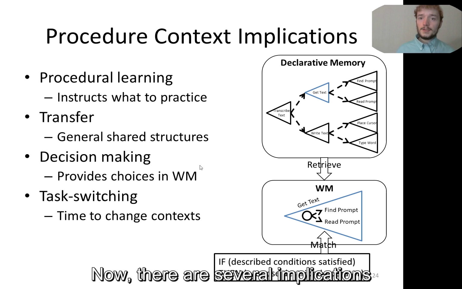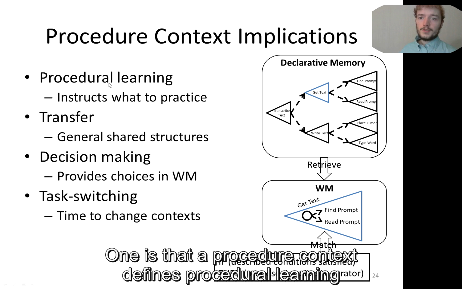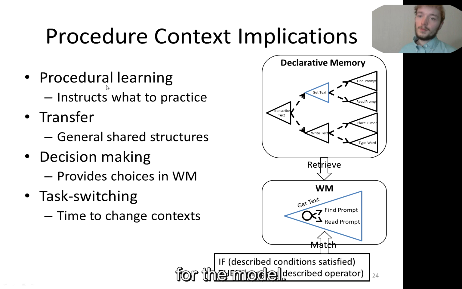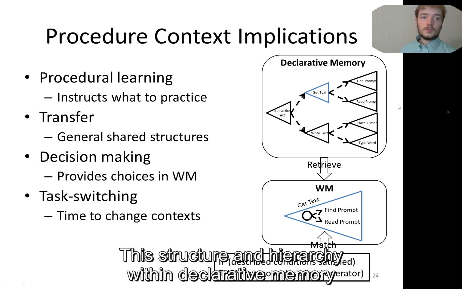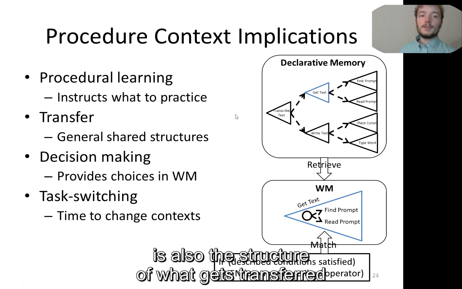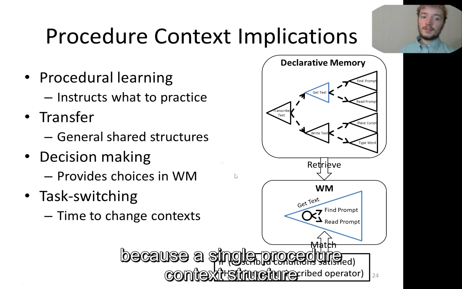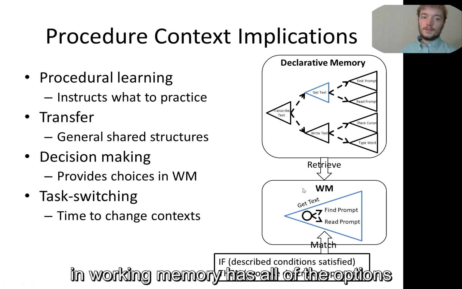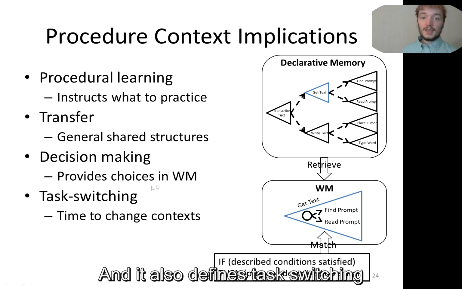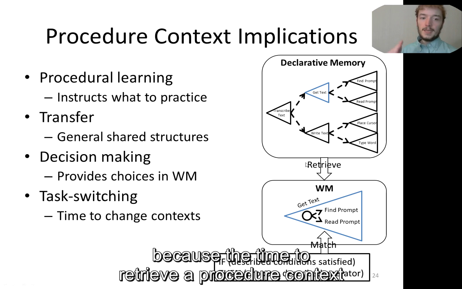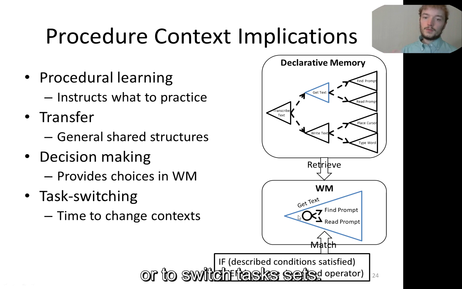Now, there are several implications of the procedure context design using Soar and the model that I've talked about here. One is that a procedure context defines procedural learning for the model. It instructs what to practice. Another is that it defines transfer for the model. This structure and hierarchy within declarative memory is also the structure of what gets transferred across different tasks. It also defines decision making, because a single procedure context structure in working memory has all of the options that the model can choose from and actually think about in working memory. And it also defines task switching, because the time to retrieve a procedure context into working memory defines the time to change context or to switch task sets.